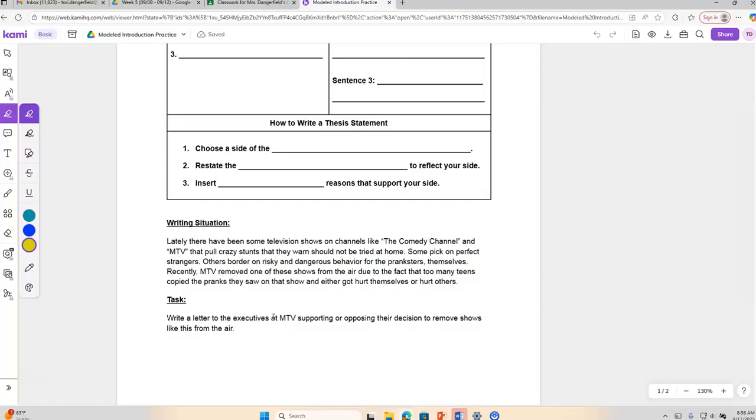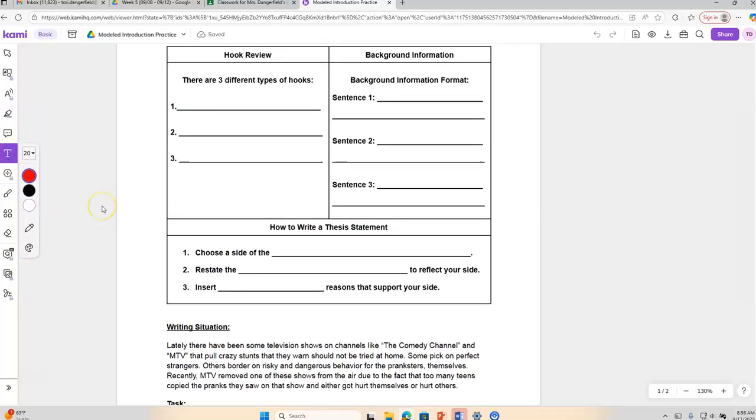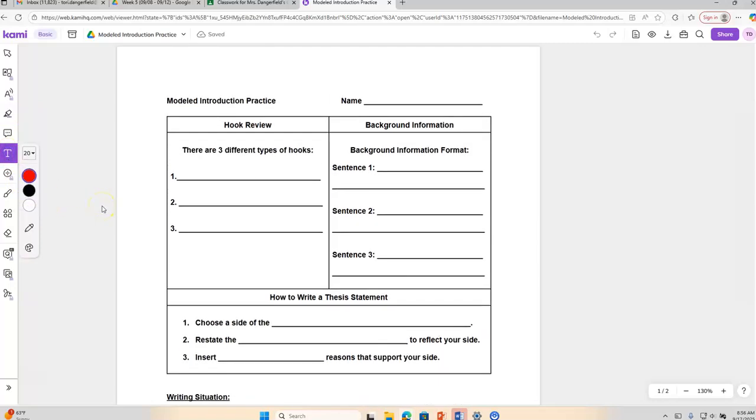Either way, when we are getting ready to write our introduction paragraph, the very first thing that we are going to write is our hook. We always want to start with a hook. You've heard me say it over and over. Just like if we're going fishing, we want to make sure we have a hook to catch the fish. When we are writing, we start with a hook to grab the reader's attention. There are 3 different types of hooks that you can choose to start your on-demand essays with. And so we're quickly going to recap those.